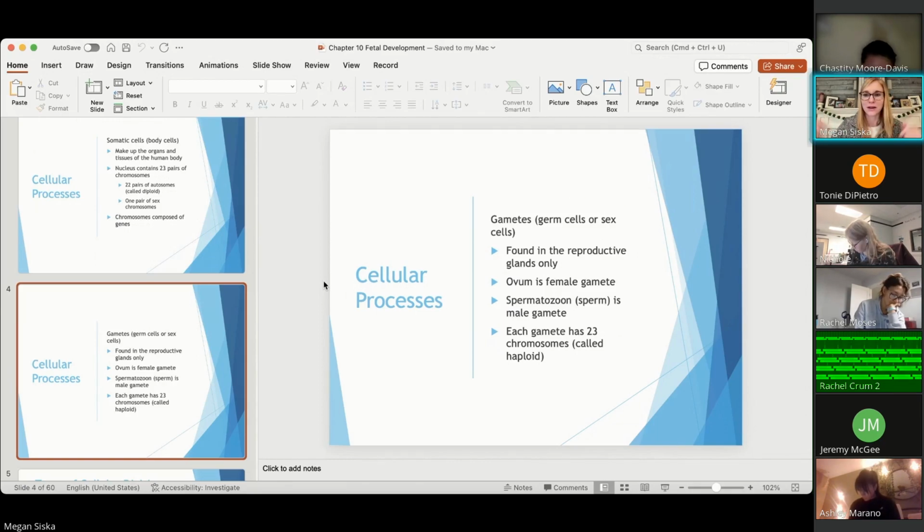So sperm and egg, our gametes, only have 23 chromosomes. They don't have that other pair yet because they haven't met with the other gamete. So they're called haploid, as opposed to diploid, which are the body cells, because those have a pair. Each sperm or each egg is haploid, with just 23 chromosomes.